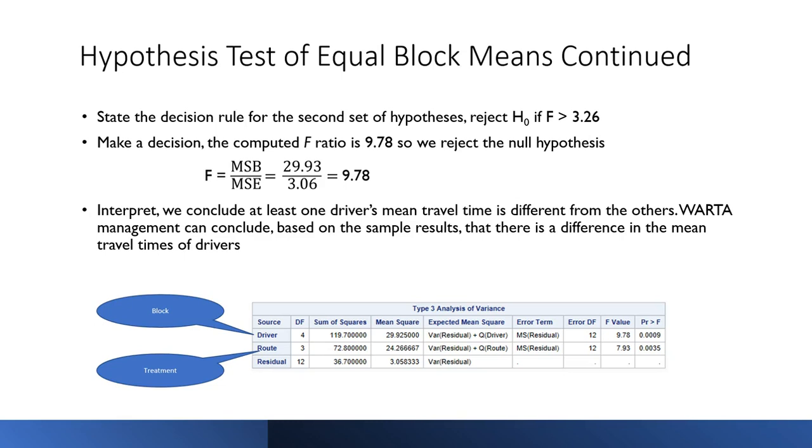And to calculate our F statistic, we're going to divide our mean squares blocking, or MSB, by the mean square error, which is our MSE. And once again, we just take these values from our ANOVA table directly.